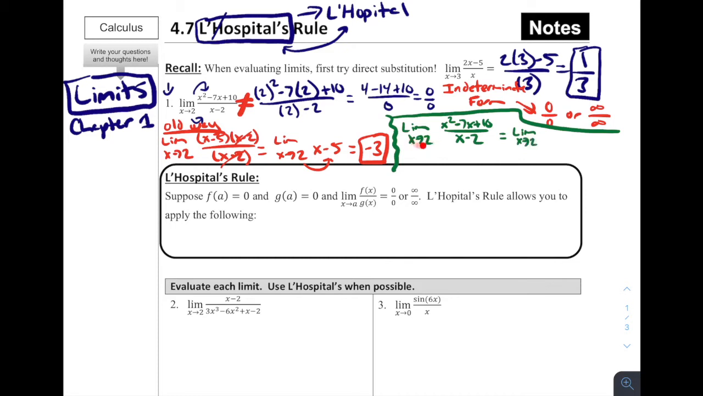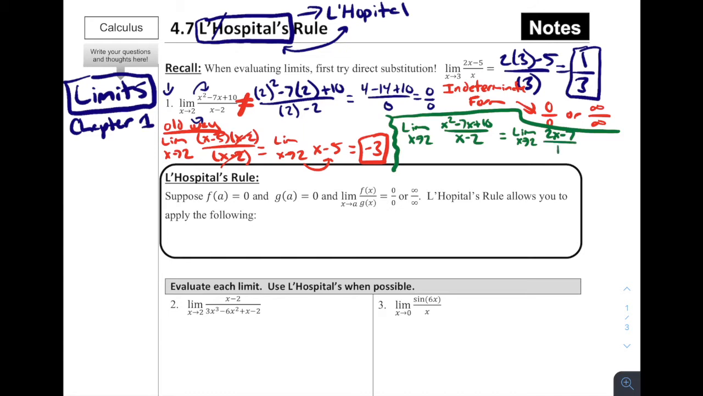Notice that the x approaching 2 did not change. That stays the same. But we're going to take the derivative of the numerator and the derivative of the denominator. What's that going to be? We have 2x minus 7 as the derivative of the numerator, and in the denominator, that derivative is 1.